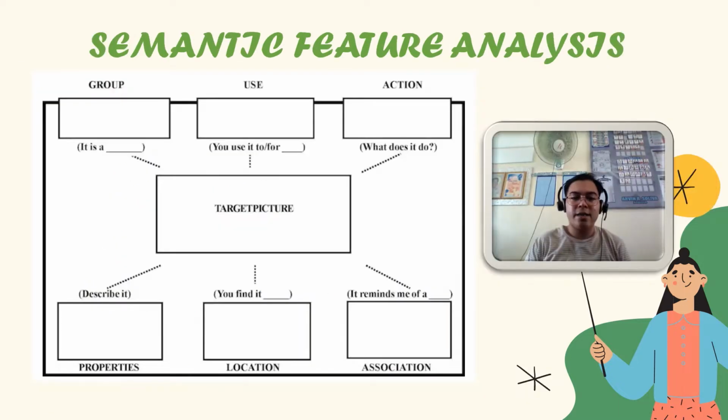Alright, so this time, let's move on to how we will do the semantic feature analysis. We made mention a while ago that semantic feature analysis is good for a person with aphasia. When performing it, we must use a diagram to help us understand. Just like what we have on the screen, there is a target picture in the middle of the graphic organizer. The target picture will be the item or the thing that we will describe.